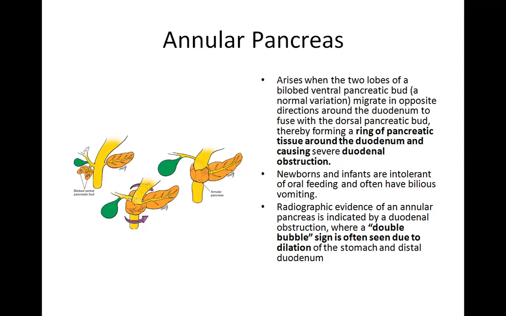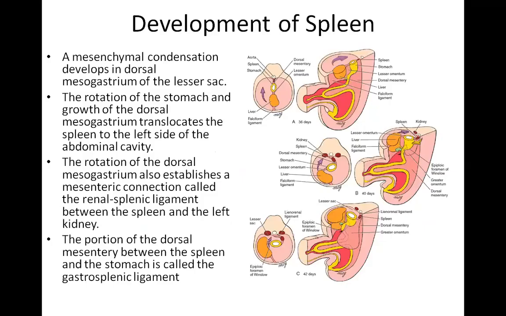So newborns and infants are intolerant of oral feeding, and they often have bilious vomiting. Radiograph evidence of an annular pancreas is indicated by a duodenal obstruction where a double bubble is seen, similar to the case of duodenal stenosis. So annular pancreas is one of the causes of duodenal stenosis.